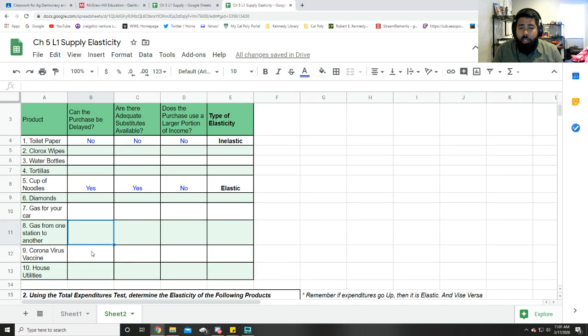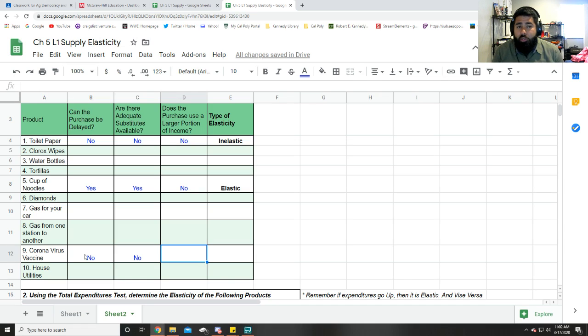Let's go to the coronavirus vaccine. How about we use that as an example? Make sure you fill out the rest of these, but I'm going to do these 3 as an example, okay? Coronavirus vaccine. Should you delay getting a vaccine for the coronavirus? No, you probably should not. Even if there is no vaccine, you want to make sure you seek medical attention if you do test positive or anything like that. Are there adequate substitutes to the coronavirus vaccine? There would not be. There is no other alternative to that.